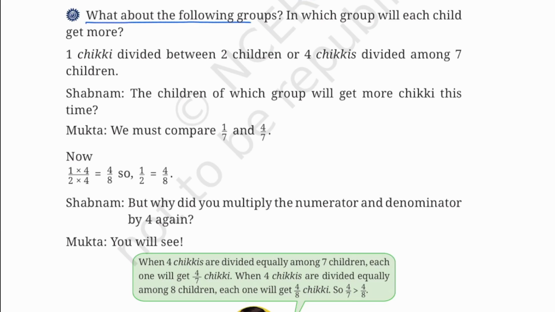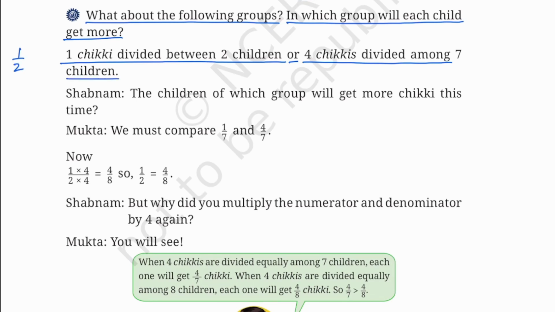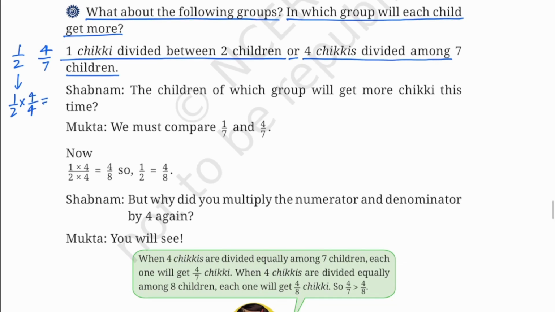What about the following groups? In which group will each child get more? 1 chickie divided between 2 children or 4 chickies divided among 7 children. In the first case, the share is 1 upon 2. In the second case, the share is 4 upon 7. If we multiply 1 upon 2 by 4 upon 4, then you will get 4 upon 8.